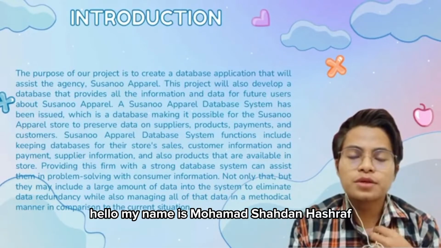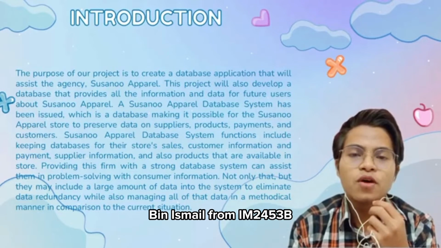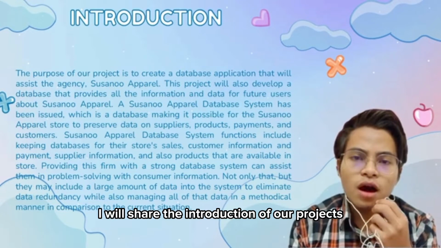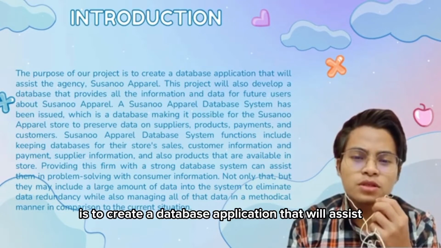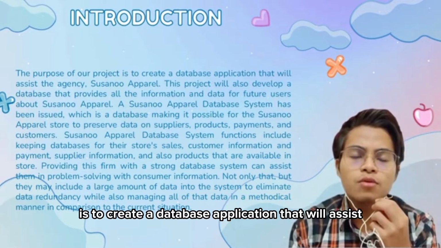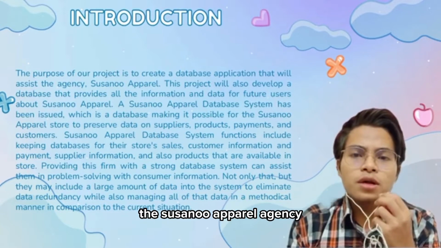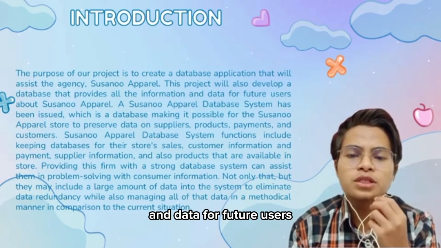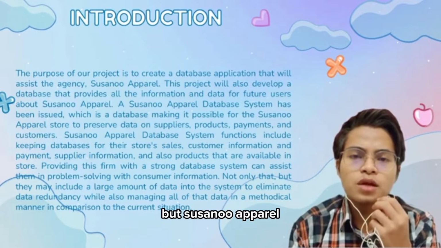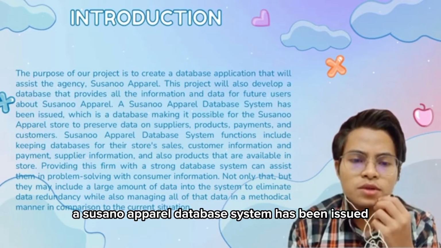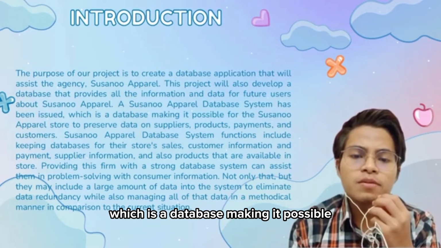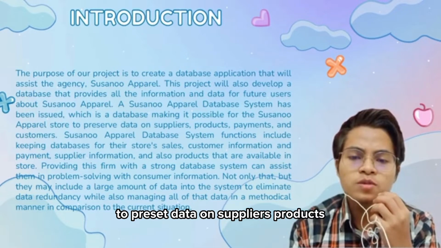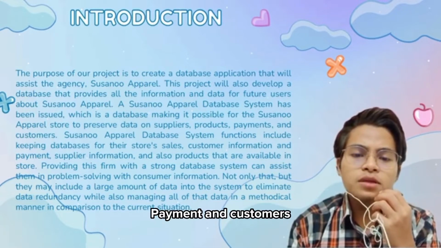Hello, my name is Mohamad Shahdan Hashraf bin Ismail from IM2453B. To start our presentation, I will share the introduction of our projects. The purpose of our projects is to create a database application that will assist the Susano Apparel agency. These projects will also develop a database that provides all the information and data for future users about Susano Apparel. A Susano Apparel database system has been issued, which makes it possible for the Susano Apparel store to preserve data on suppliers, products, payments, and customers.